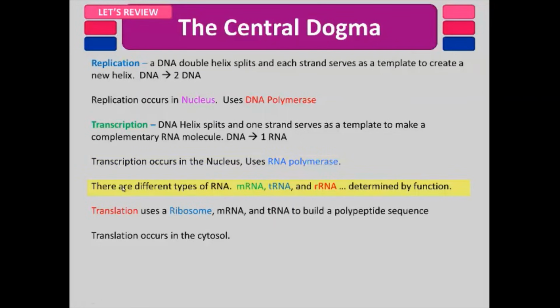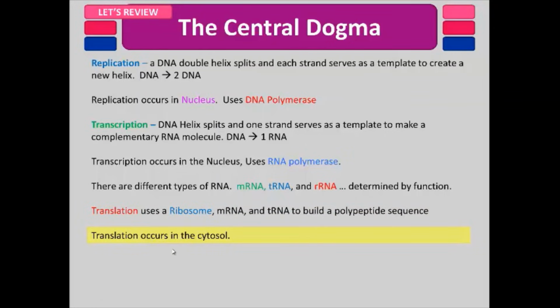There are different types of RNA made by transcription. mRNA, tRNA, and rRNA are all different types of RNA determined by their function. All of them work in the process of translation. Translation uses a ribosome, mRNA, and tRNA to build a polypeptide sequence, which then folds into a functional protein. Translation occurs in the cytosol.